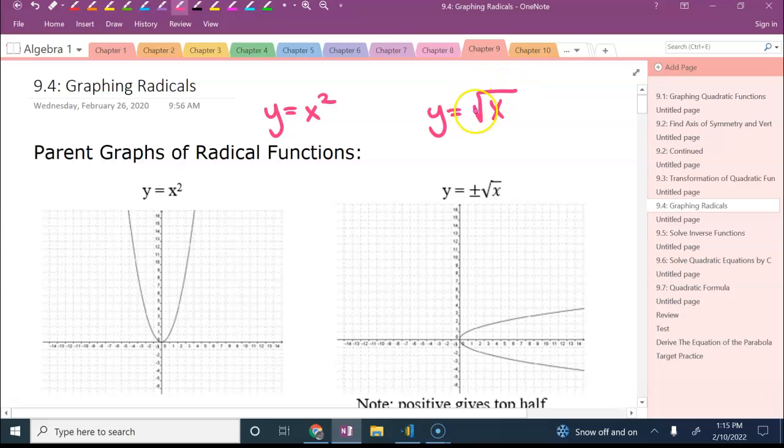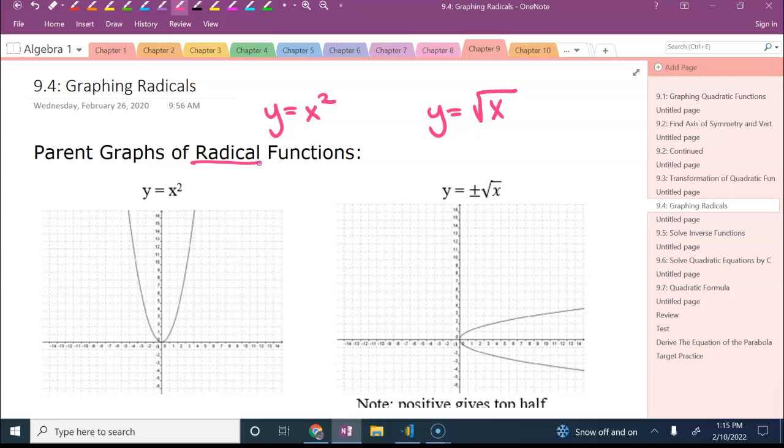So this is called the square root, or you'll hear me call it a radical function instead of saying square root all the time, because we also have things like the cubed root, the fourth root, the fifth root, and so on. And so radical is just a way that we can talk about all of them together.